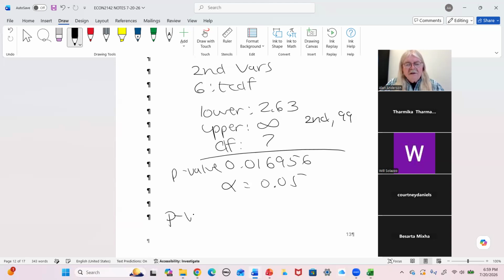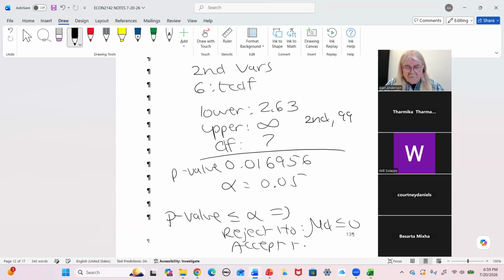So that means that the p-value just means we reject the null and accept the alternative. It's positive, which again means that the drug is working.